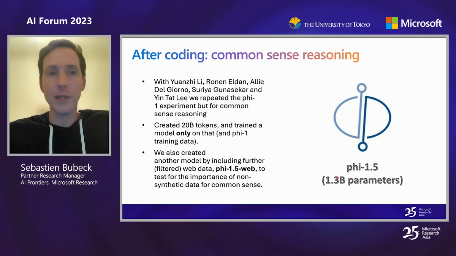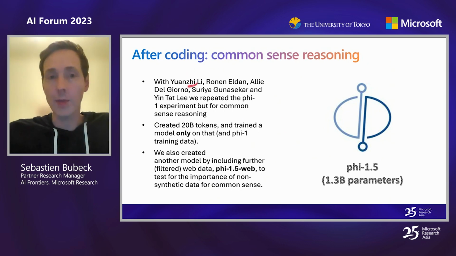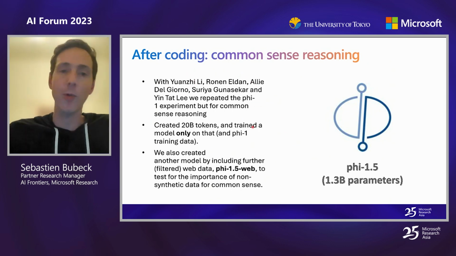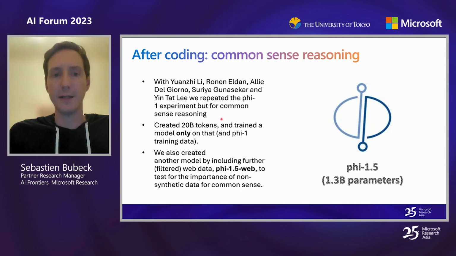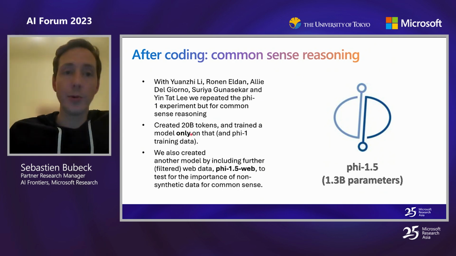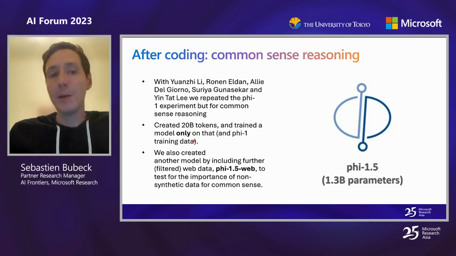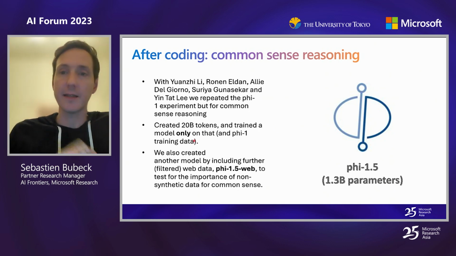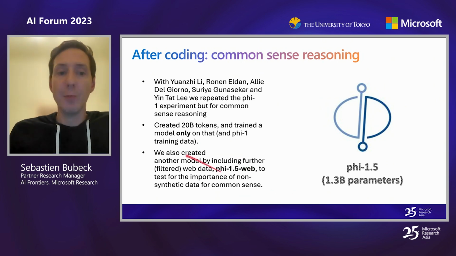So now very quickly, in just 2 minutes, I told you that after 5.1, we built 5.1.5, which was for common sense reasoning. This was with a smaller team. 5.1 was with all of my team, 20 plus people. For 5.1.5, we had a much smaller group: myself, Yon Julie, Ronan Eldan, Ali Del Giorno, Surya Gunasekar, and Yintat Lee. And we worked very hard to create 20 billion tokens, purely synthetic, mostly with GPT-3.5. And we trained only on the synthetic data set. So there was zero web data, no web data at all. And we also created another version with filtered web, which we call 5.1.5 web.